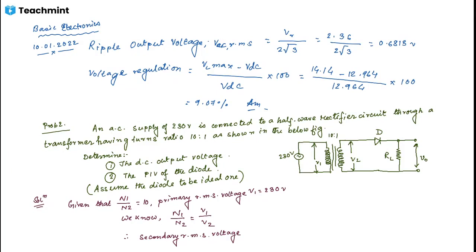So secondary RMS voltage V2 equals N2 by N1 into V1, that is 1 by 10 into 230, that gives us 23 volt.